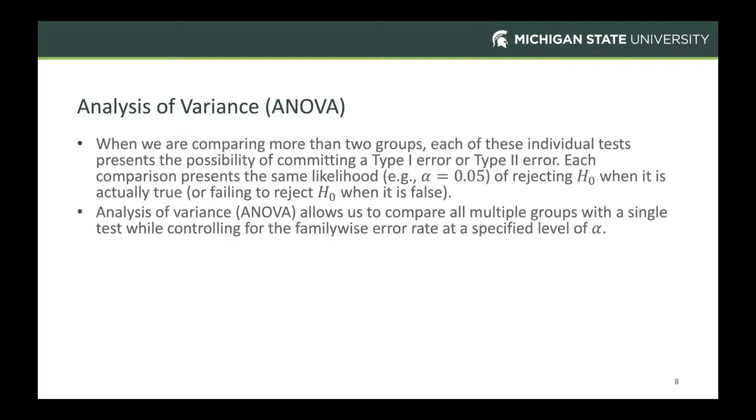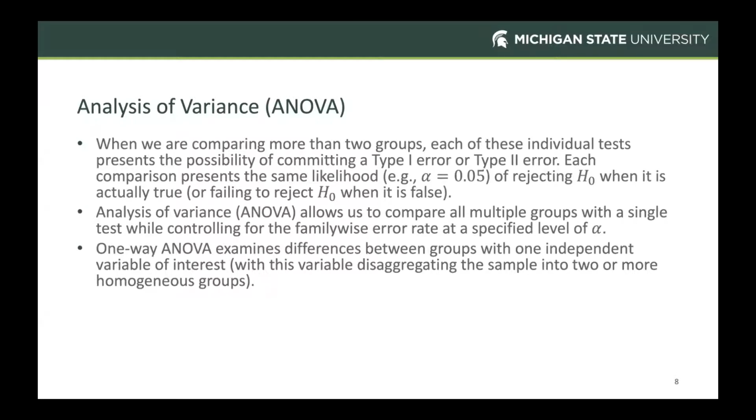So analysis of variance basically allows us to simultaneously compare the means across multiple groups as a part of a single test. And we're able to do that while controlling for what we'll refer to as the family-wise error rate. And so that's basically the collective probability of us conducting and obtaining a type 1 error at some specified level of significance alpha, okay? And so what one way ANOVA, which we're going to talk about today, does is it allows us to examine differences between groups based upon one independent variable of interest.